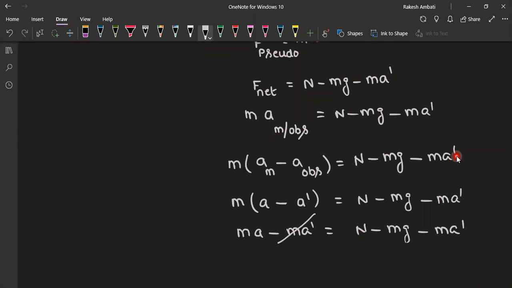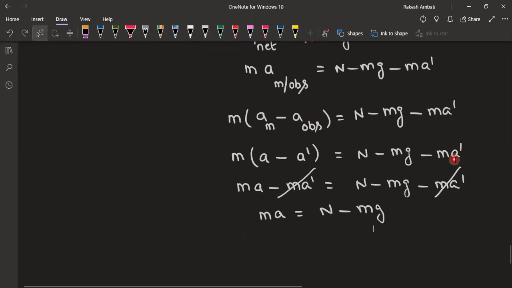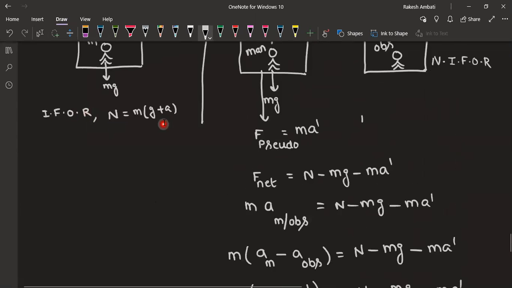Minus ma dash cancels on both sides. Then ma equals N minus mg. Moving minus mg to the left side it becomes positive. Therefore, what is the value of the normal force? So are we getting the same result or not? N equals mg plus ma. Okay, so in the case of the inertial frame, normal force is mg plus ma.